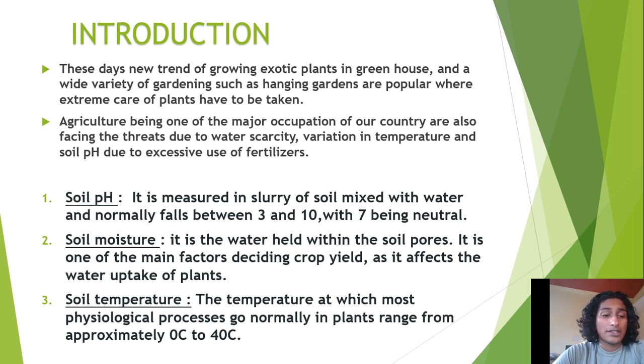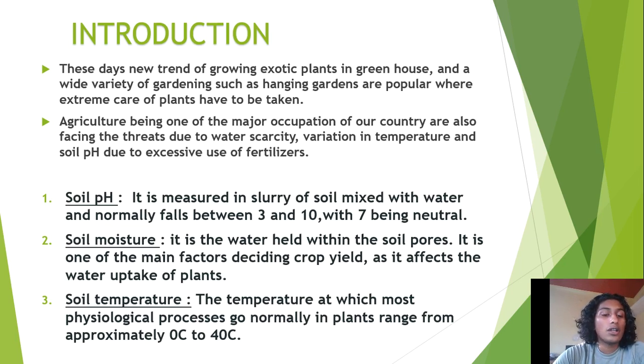First is soil pH. It can be taken into account for the selection and appropriate application of fertilizers, as soil pH is considered the major property contributing to soil fertility. Soil pH normally ranges from 3 to 10, with 7 being neutral. If pH is below 7, it is acidic, and if pH is above 7, it is basic.